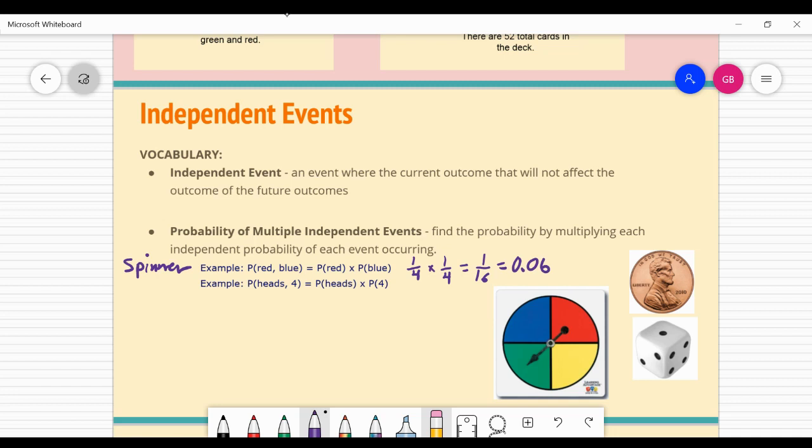Second example, what's the probability of flipping a coin and getting heads, and then rolling a die and getting a 4? So the probability of getting heads, that's 1 out of 2. And then the probability of rolling a 4, that's 1 out of 6. You multiply these to get the probability, 1 out of 12. Convert that to a decimal, that's 0.08. Okay. So if it's independent events, you just need to multiply the probability of each event.